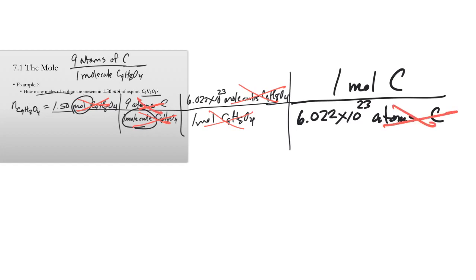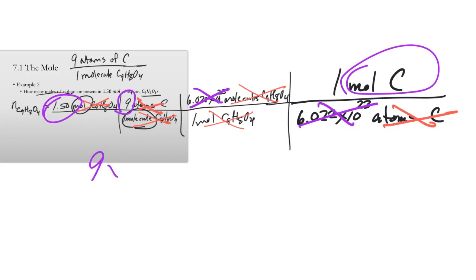But so does the 6.022 times 10 to the 23rd Avogadro's number. We're left with moles of carbon, and all we end up having to do is multiply 9 by 1.5. And we get 13.5 moles of carbon.